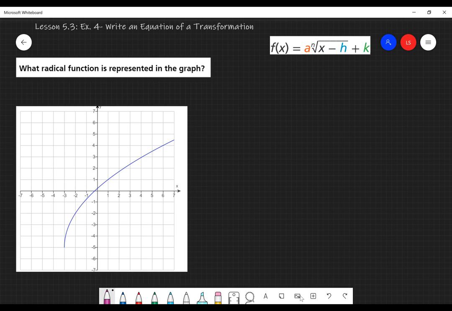This is lesson 5.3, example 4, and we're going to be going over writing an equation of a transformation. So the question they've given us here is what radical function is represented in the graph? So the first thing we need to do is figure out what kind of radical this is, and when we look at it, we notice that it only has one side designated with an arrow, which tells me that this is in fact a square root.